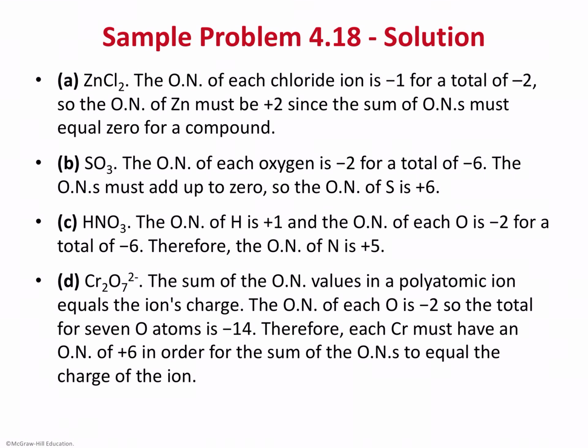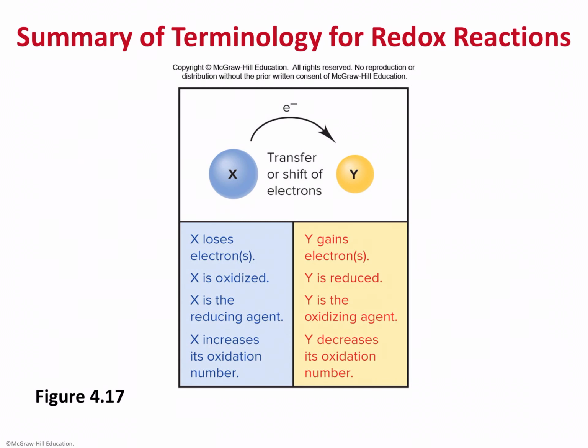These are the numbers, and I just showed you how the numbers are obtained. Okay, these are the summary of terminology for redox reactions. Let's say X gives an electron to Y. So what happened to X? X loses electrons. Remember the OIL RIG: oxidation is loss. So if it loses, X is oxidized. And if X is oxidized, it's helping the other one to undergo reduction. So X is the reducing agent.